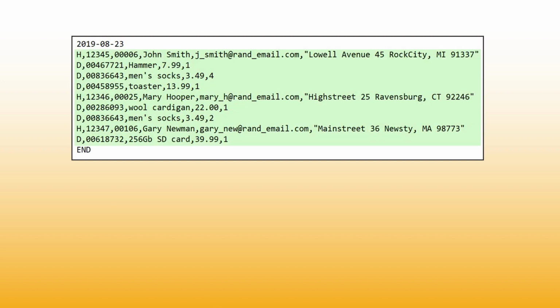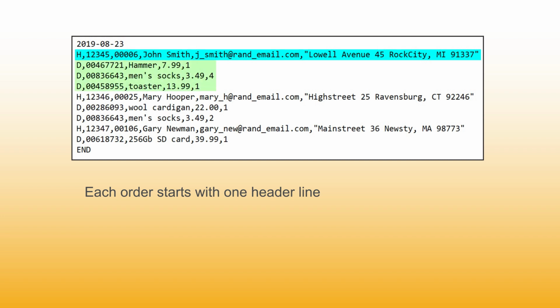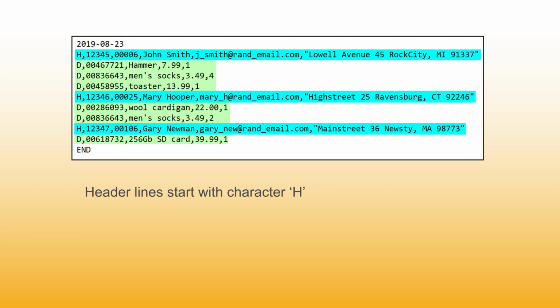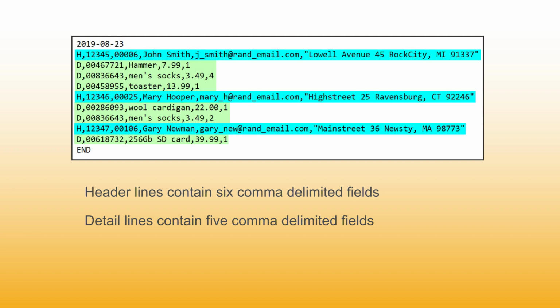Our sample file orders.txt contains a total of 3 orders. Each order starts with exactly one header line, followed by one or more detail lines. The first character of a header line is uppercase H, and the first character of a detail line is uppercase D. Header lines contain 6 fields, and detail lines contain 5 fields.